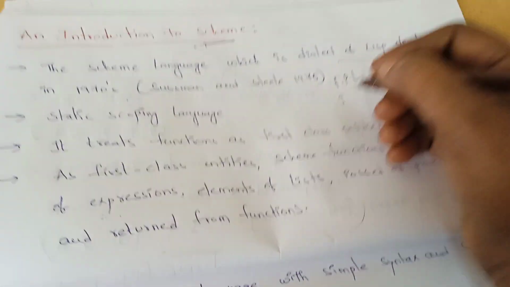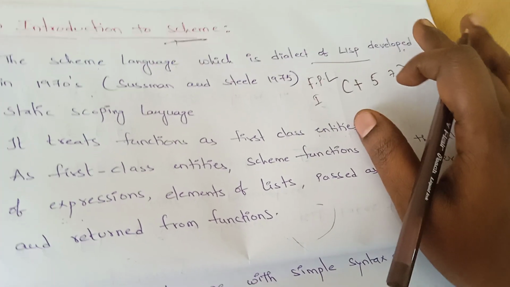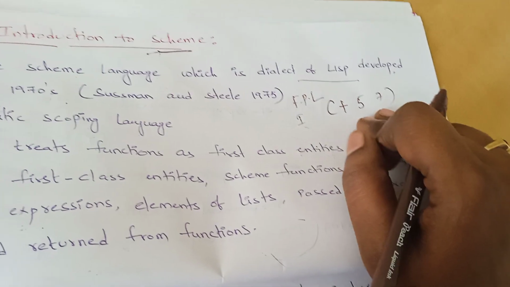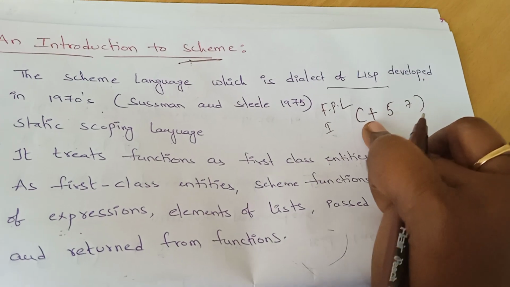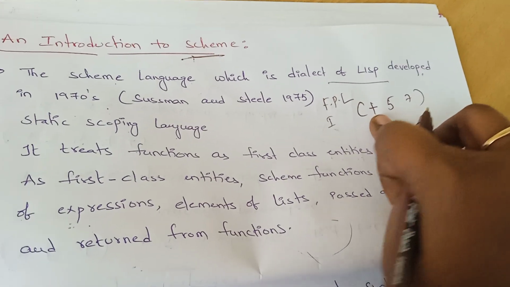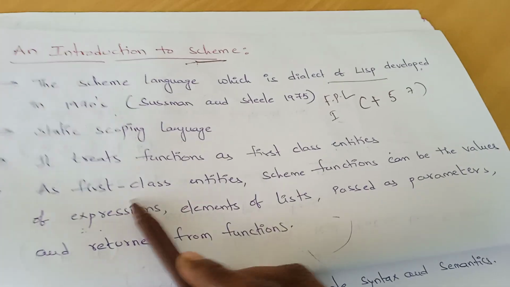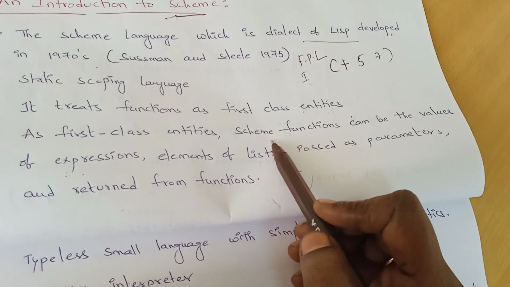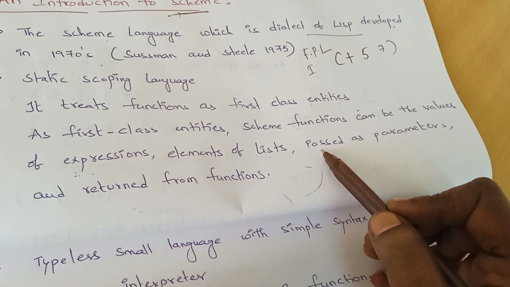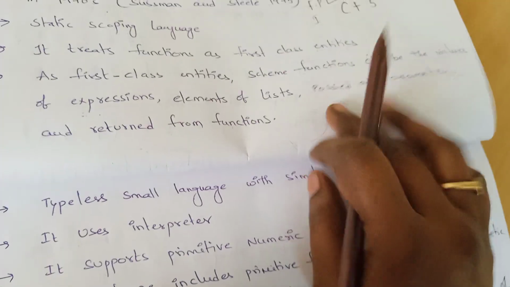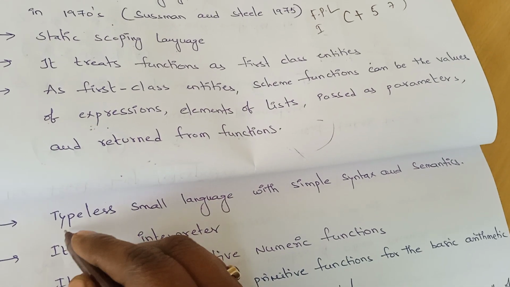First class entities, in the sense, the first thing I am writing there is a function. Let's see the last example. I wrote plus 5 7, no commas, we don't use commas in between. Now it treats functions as first class entities, meaning this is the first class entity, and it is treated as a function. As first class entities, Scheme functions can be the values of expressions, elements of lists, passed as parameters and returned from functions.